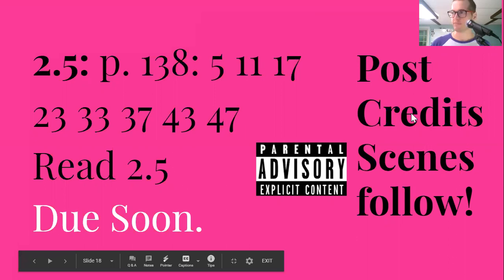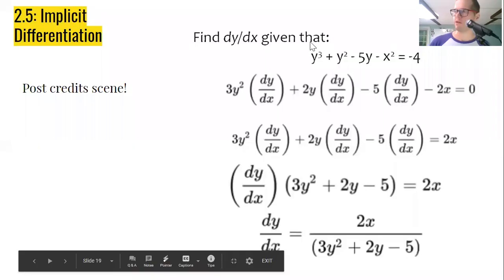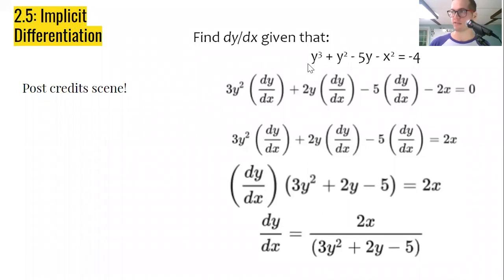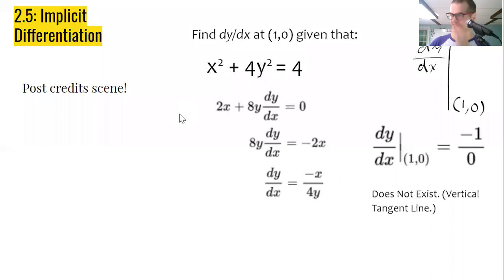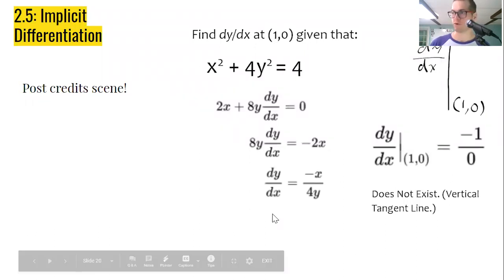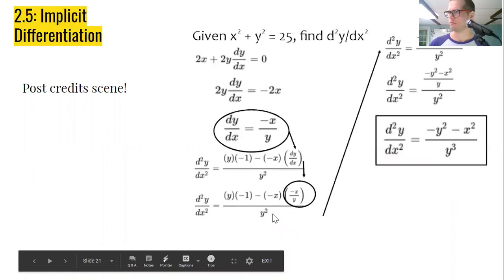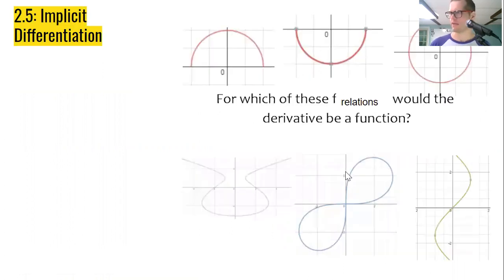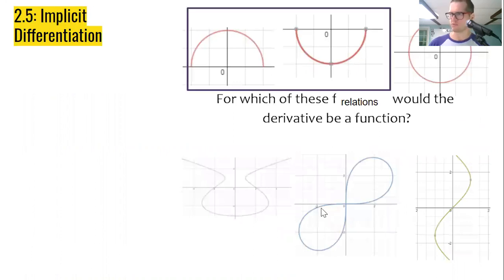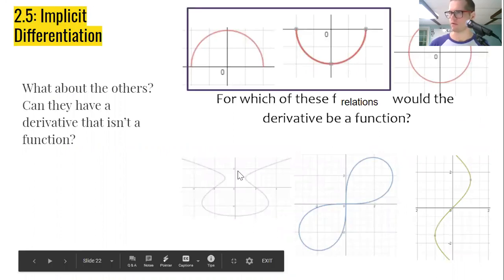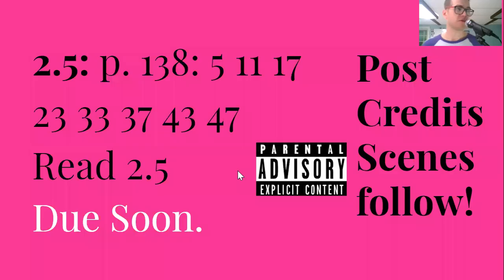And just so you know, I have some post-credit scenes, which are just some extra problems I worked out. Here's finding dy/dx given something that's not a function. Again, same thing. And then finding it at a point, which in this case, you have to plug in both x and y. This is finding the second derivative of something. And that's just pointing out which of those are functions and which aren't. So those are for your consumption. Several of those are also in the book.